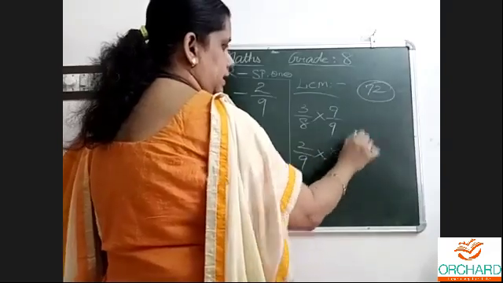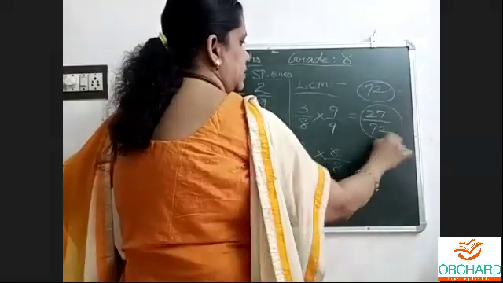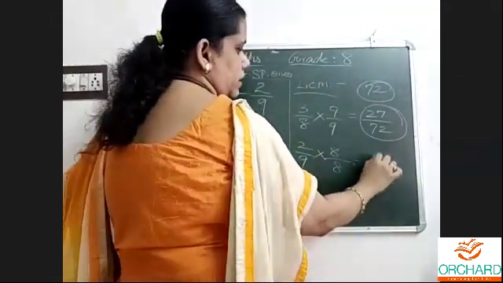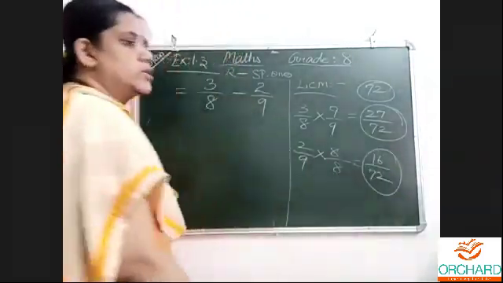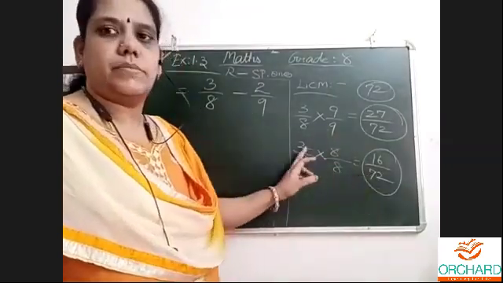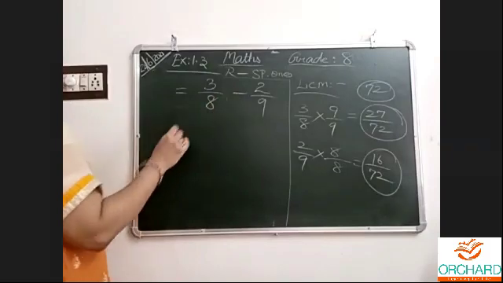Denominator, LCM. 3 nines are 27, 7 eights are 56, 8 nines are 72, 9 nines are 72, 2 eights are 16. So, denominator, LCM, numerator, same number. Now, subtraction.